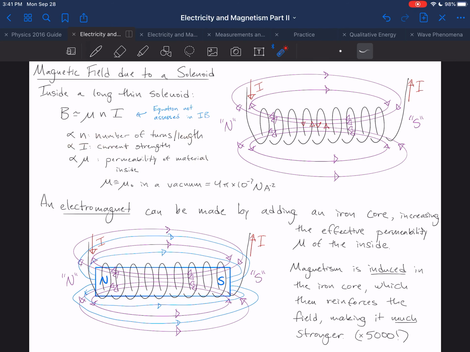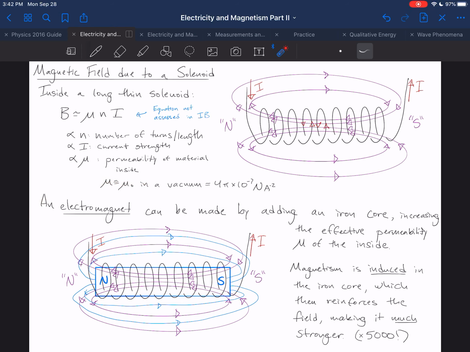Okay, now in air or in a vacuum, that value can be looked up. It's 4π times 10 to the negative 7 newtons per ampere squared. But as it turns out, by changing the material inside the solenoid, you can drastically impact the magnetic field it produces. And in particular, you can make what's known as an electromagnet.